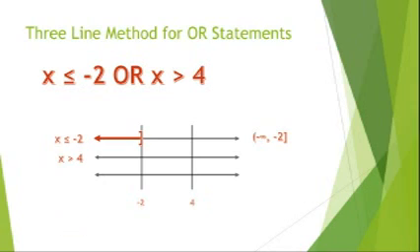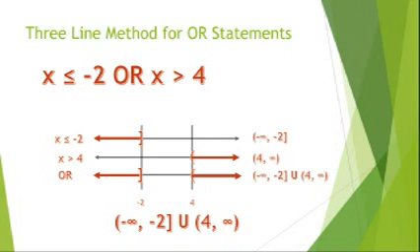In our second inequality, we have x greater than 4. This is going to be a parenthesis at 4 and shading everything to the right. So this is going to be all the points in between 4 and infinity. This is the OR operator, so we're looking for the combination of line 1 and 2. Well, here, there's no overlapping, but we're just going to repeat what we see in line 1 and add it to what we see in line 2. When we union them together, this is what we get.